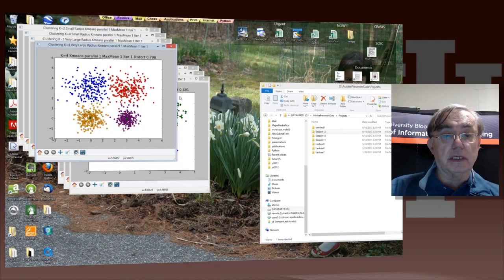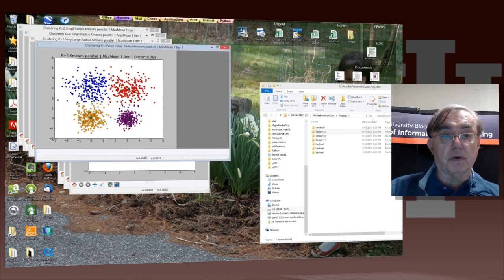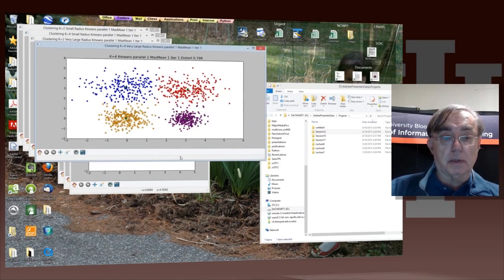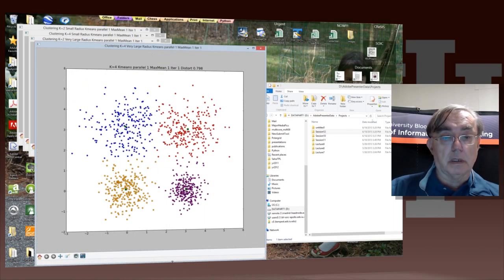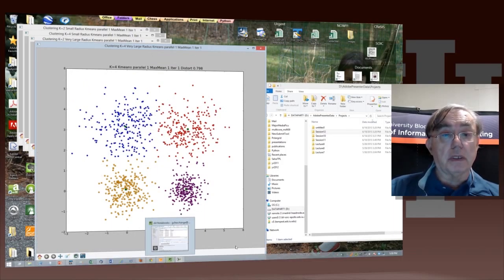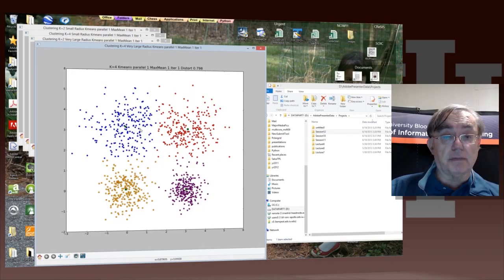Now, what's the next one we pop up here? K equals 4. For the very large case, we have a good solution. Notice again, these clusters bleed a bit into each other. That's just what happens with the very large case. The radii are such that they tend to have slight overlaps. And I would say this solution looks near the global minimum.